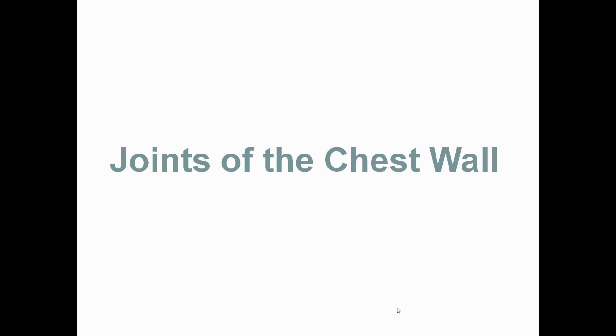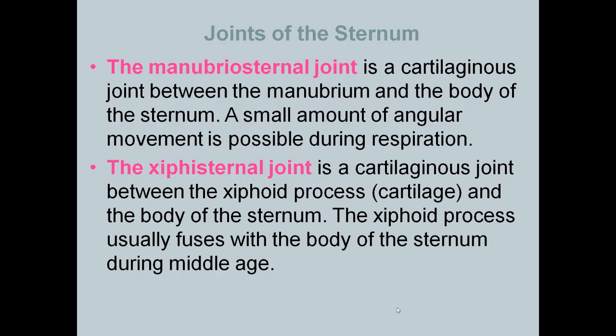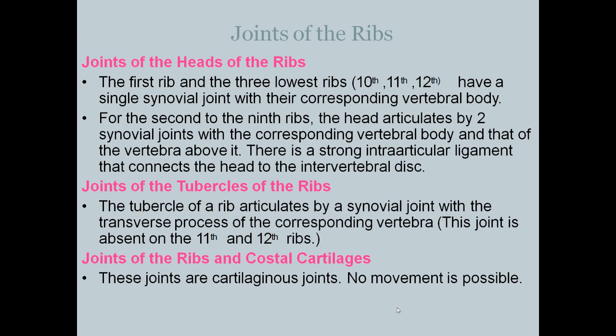Now we will see the joints of the chest wall. Joints of the sternum. The manubriosternal joint is a cartilaginous joint between the manubrium and the body of the sternum. A small amount of angular movement is possible during respiration. Now we will see the xiphisternal joint. It is a cartilaginous joint between the xiphoid process and the body of the sternum. The xiphoid process usually fuses with the body of the sternum during middle age.